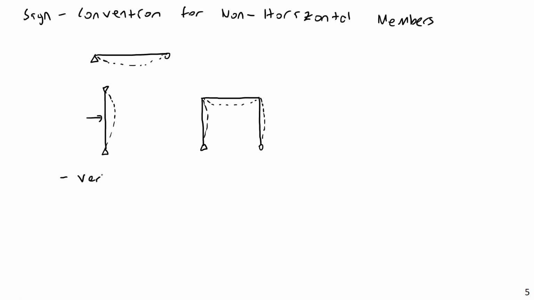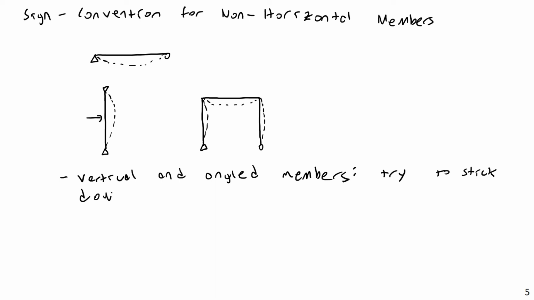So really, for horizontal members, it's relatively simple. For vertical and angled members, I just try to stick to downward and to the right being positive as much as possible. But again, the to the right especially is incredibly arbitrary.